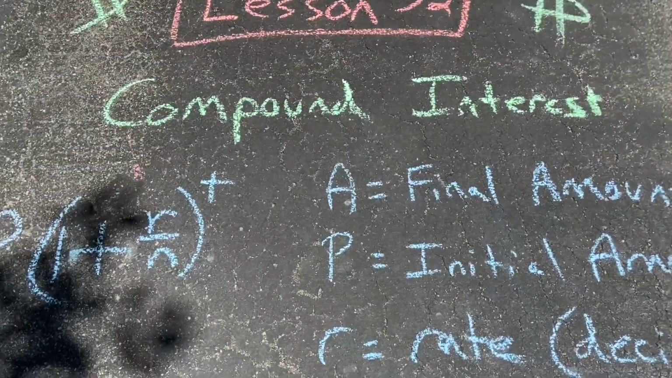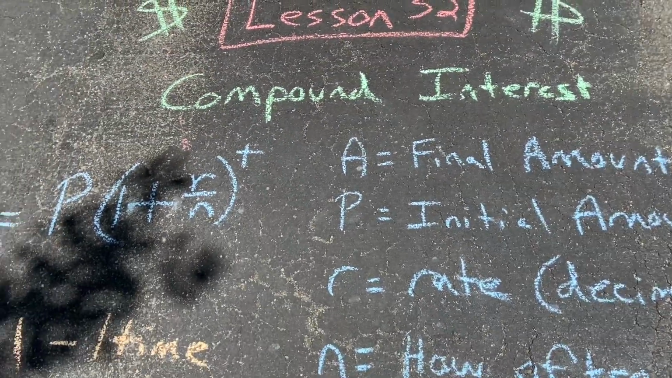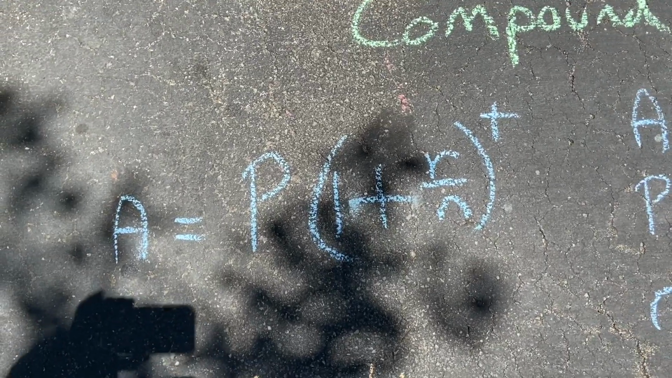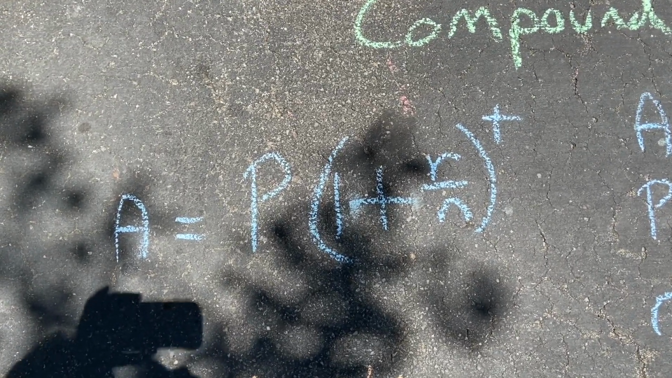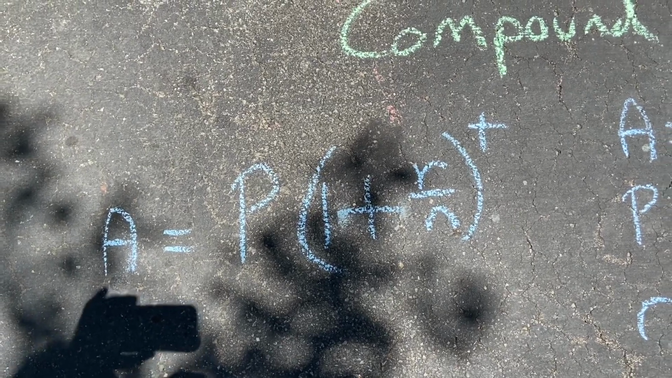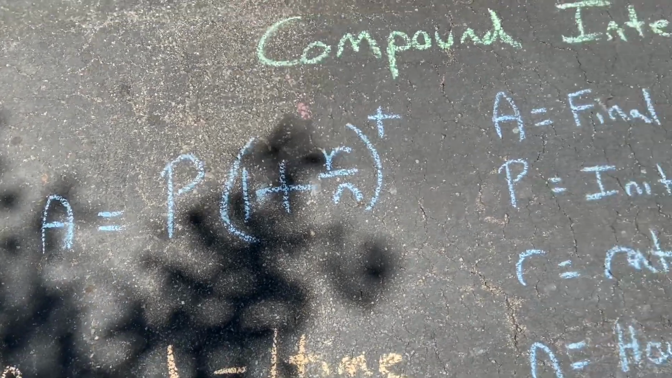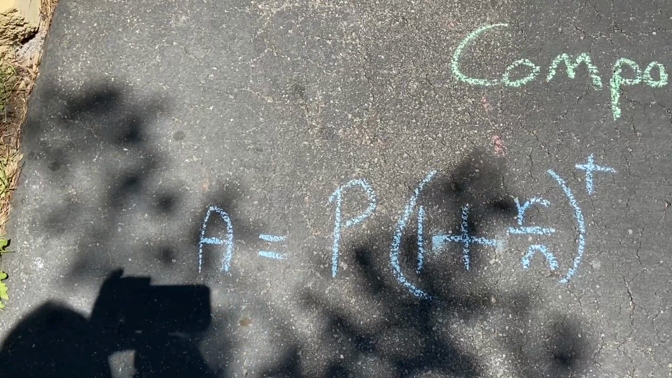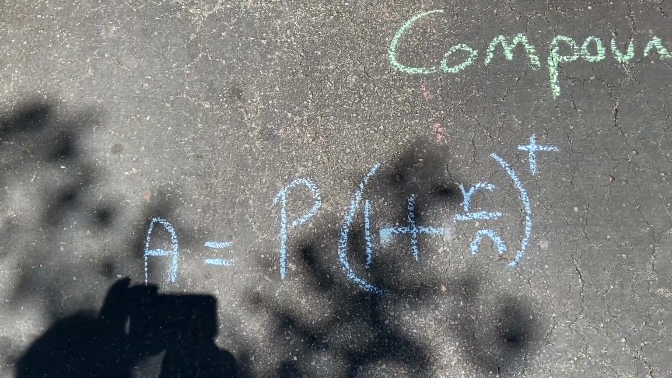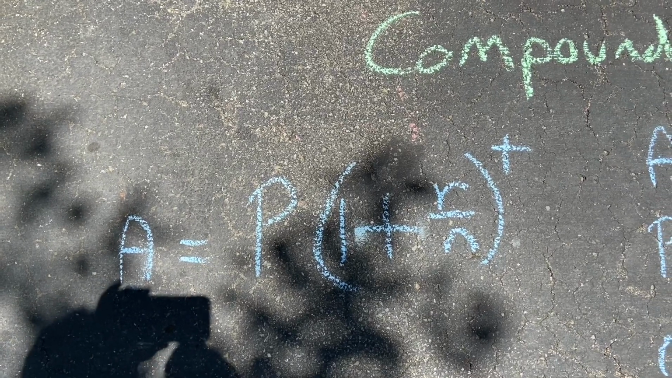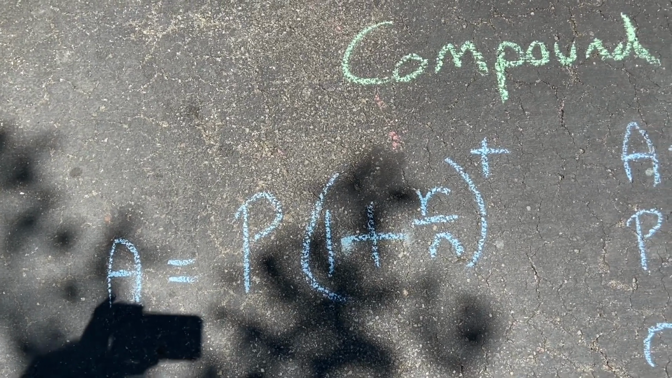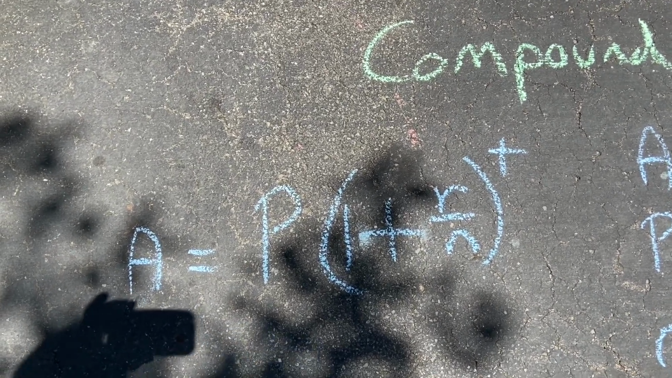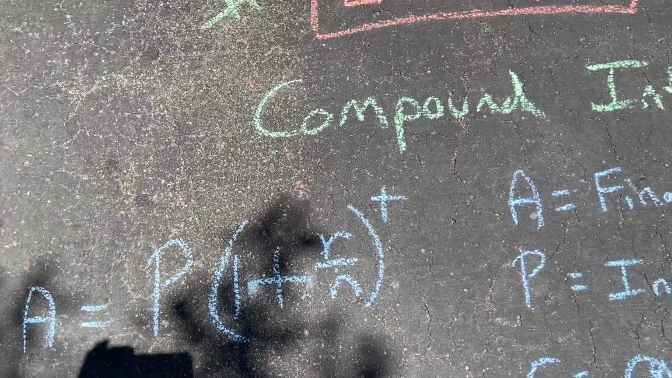All right, now what's different in the next lesson is this. We're going to be using the same formula, but the difference is we're going to solve for t. I'm going to give you the initial amount, how much money is in the account now, the final amount, the interest rate, and how often it's calculated, and we're going to find how long it took for the money to get to that point. That's going to require using a logarithm. So that's where we're going next in lesson 33.